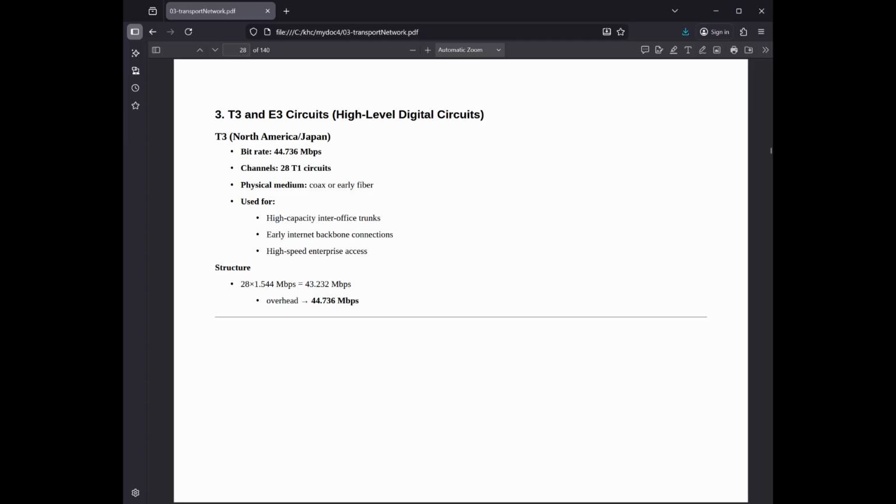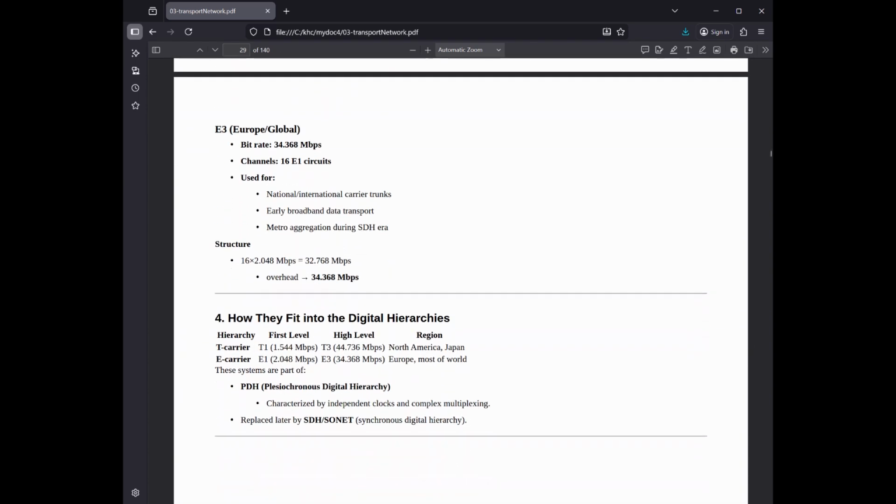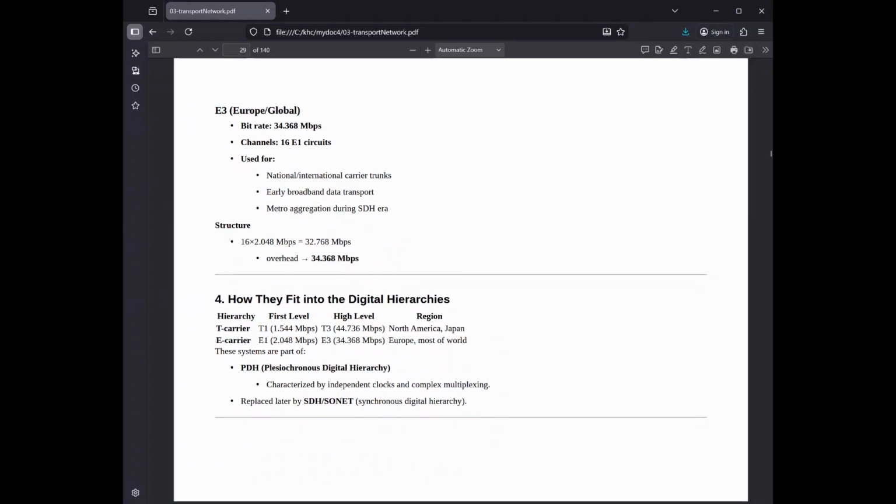T3, DS3 comprises 28 T1 lines. It provides 44.736 Mbps of bandwidth. Historically, this was the gold standard for large corporate headquarters or internet service providers before fiber optics became cheap. E3 comprises 16 E1 lines. It provides 34.368 Mbps of bandwidth. Interestingly, while an E1 is faster than a T1, an E3 is actually slower than a T3 because it bundles fewer lines.